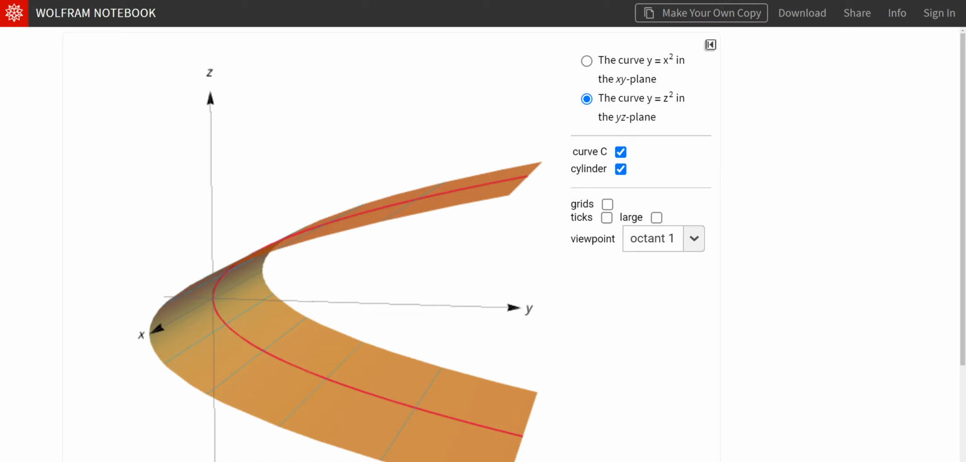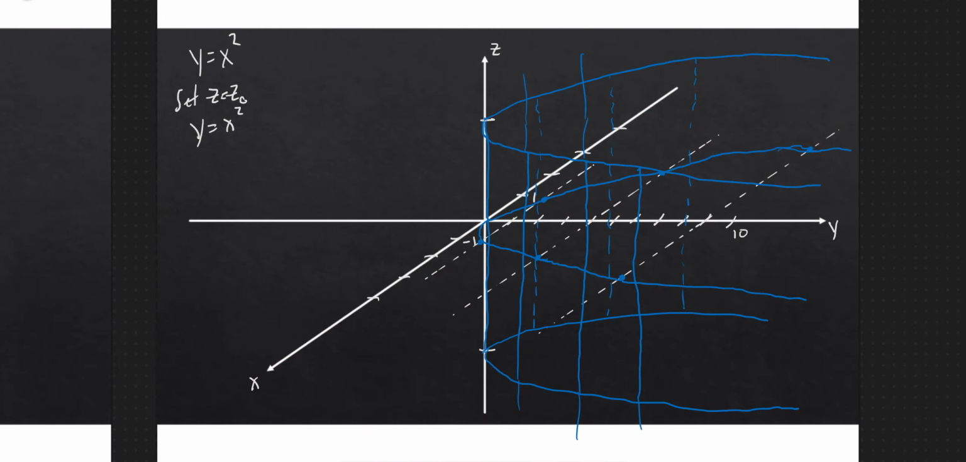Okay, that's it for this video. In the next video, we are going to examine another cylinder, and we're going to graph that and play around a little bit more. I'll see you there.